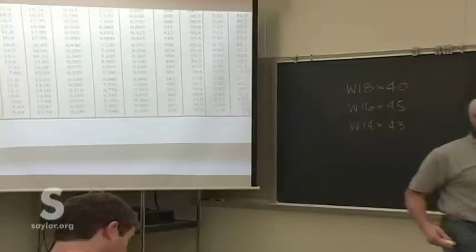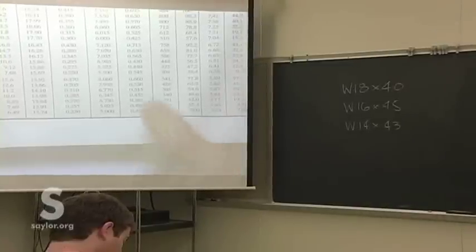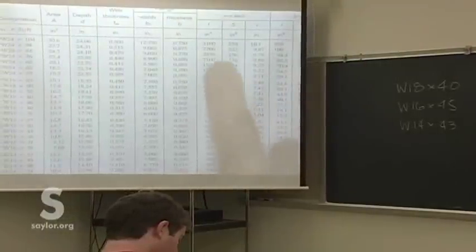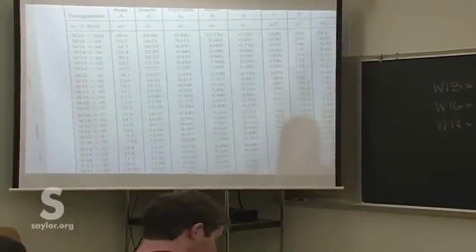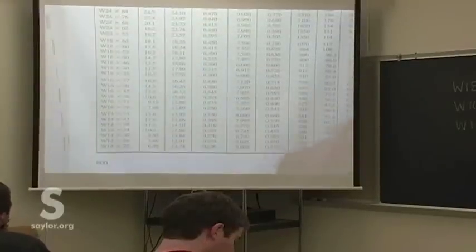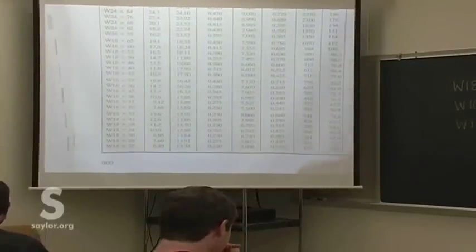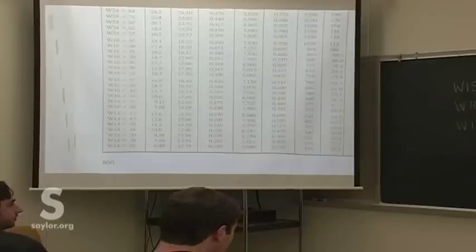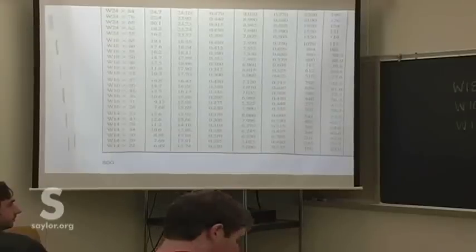And this table in the back of the book is nothing more than the standard tables that the beam manufacturers are going to use. So you can look down this table, you can call them up and say, I need 2,000 W14x43s for the building I'm putting together. Can you give me a bid on them?